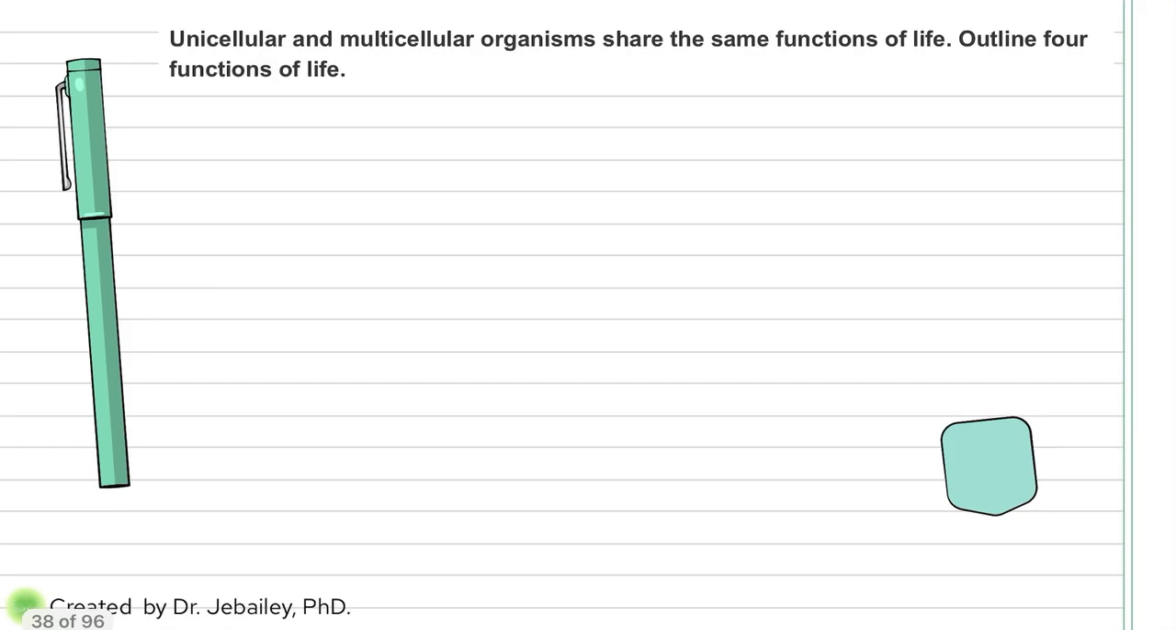Next question. So we have here unicellular and multicellular organisms share the same functions of life, right? So they're just saying that one cell and many cells of organisms share the same functions of life, which again was nutrition, metabolism, growth, response, homeostasis, all these other things. Agree? Well, here is the thing. The next part, it says outline 4 of the functions.